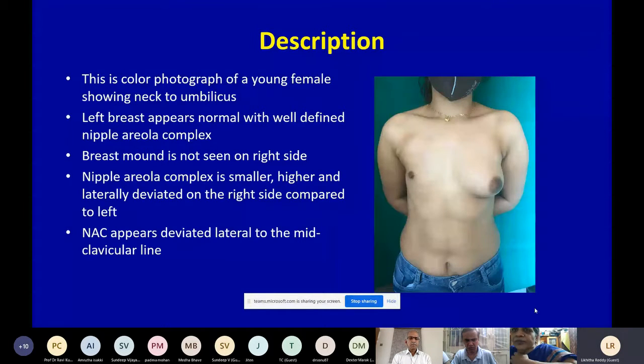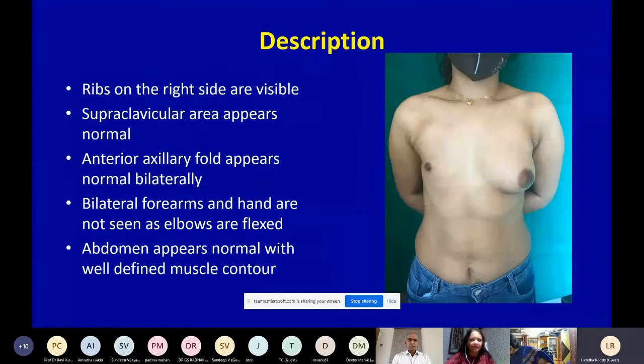The left breast appears normal with a well-defined nipple areola complex. On the right side, the breast mound is not seen, and the nipple areola complex is smaller, higher, and laterally deviated compared to the left side. Also, when I extrapolated from the mid-clavicular line, the nipple areola complex appears to be deviated laterally. The ribs on the right side are visible. They may be slightly protuberant.